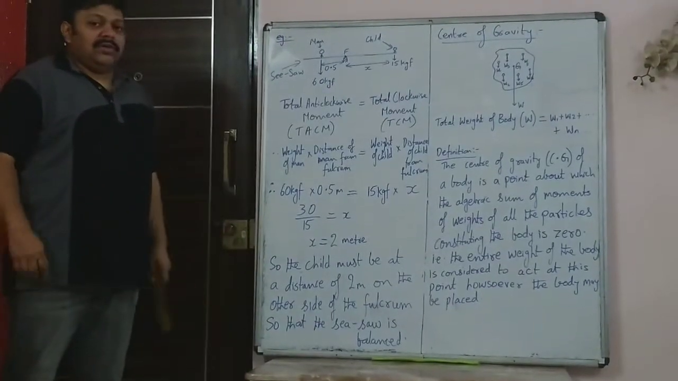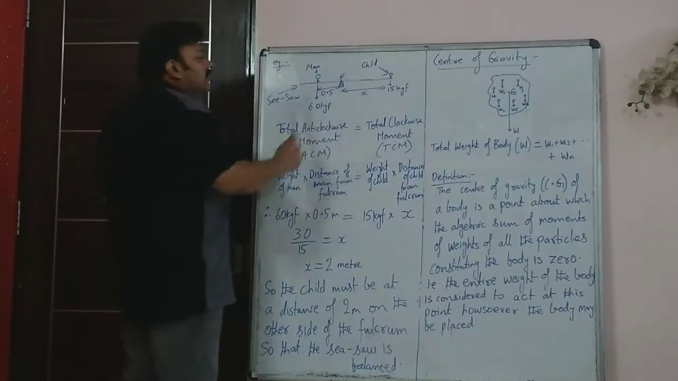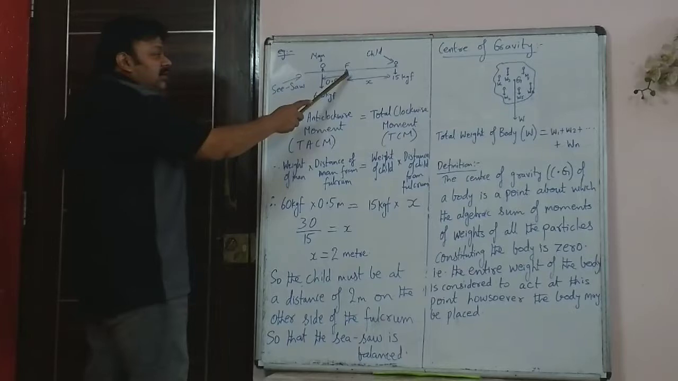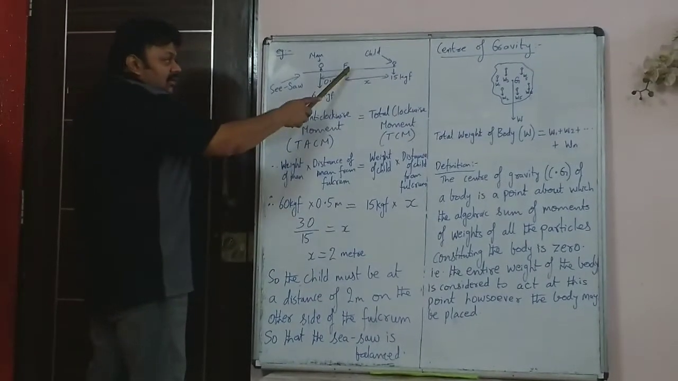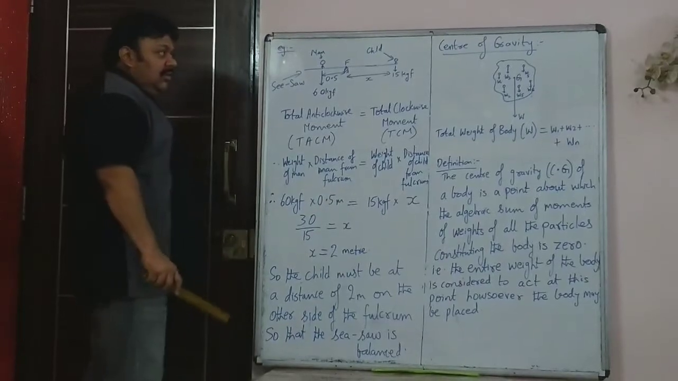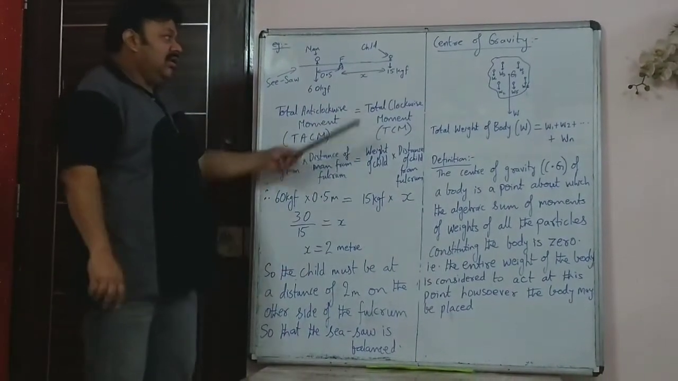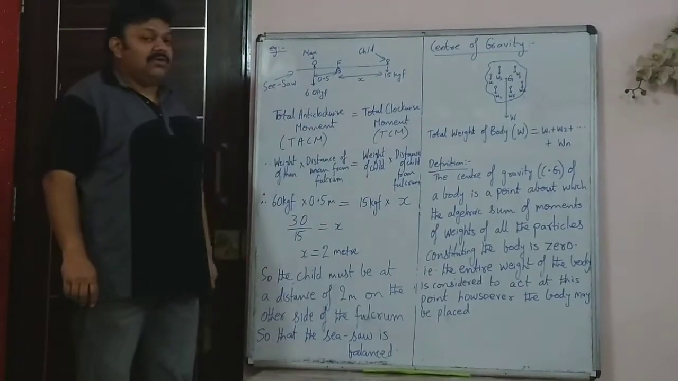Now to understand the principle of moments very clearly, just consider a simple example of a seesaw. In this seesaw there is a fulcrum at the center, that is the support, where it is welded. On one side you have, let's say, a child who is weighing 15 kg, mass is 15 kg, so weight is 15 kg.